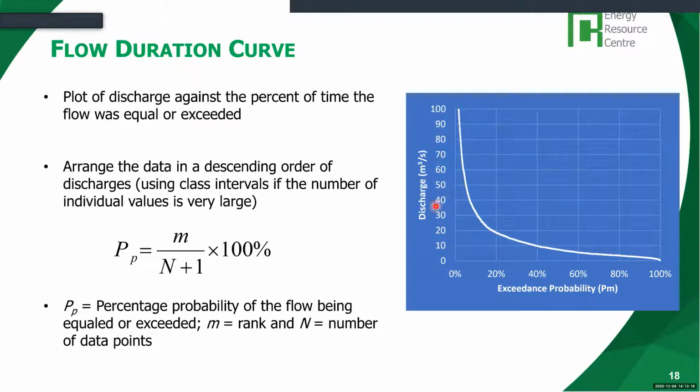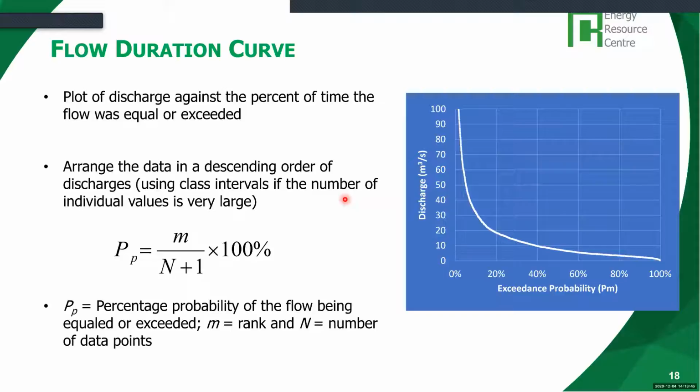And what we do, it's a very simple procedure. We collect the data, then we arrange the data in descending order. Sometimes you can use class intervals also. You divide into 10 intervals, you can get the frequency in each interval, and do it. But you can do it by just arranging.